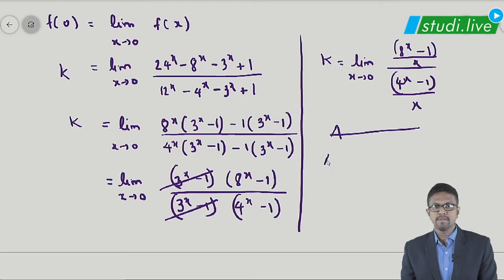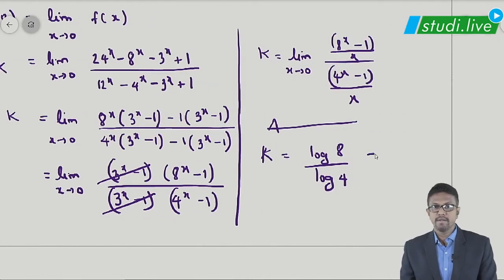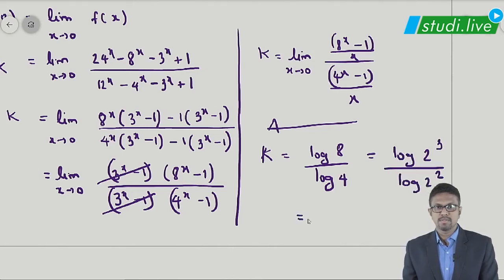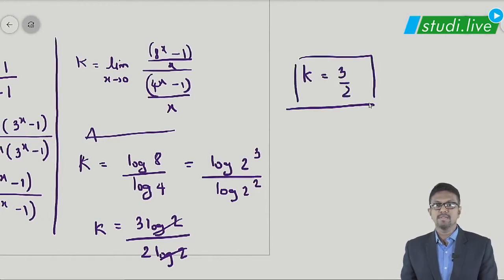So when we apply the limits, in this case k will be equal to log of 8 upon log of 4. Now this can be solved a little more further, right? So instead of writing 8, I can write log of 2 cube and this will be log of 2 square. So what is this? This is 3 log 2 upon 2 log 2. So log 2 can be cancelled. So what is the value of k that we are getting? The value of k is equal to 3 by 2. So this is the final answer that we are getting in this case.